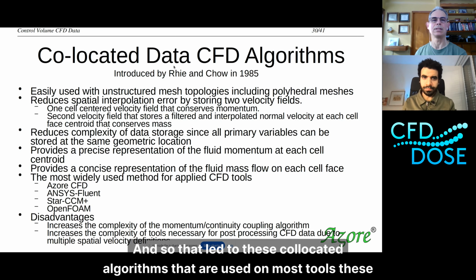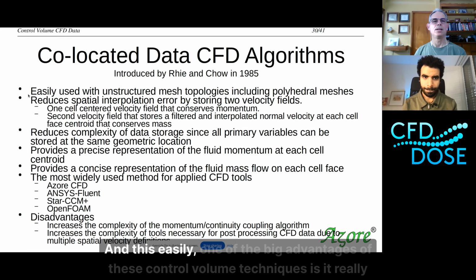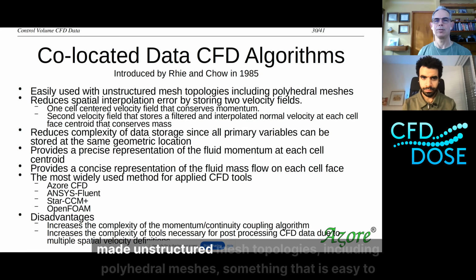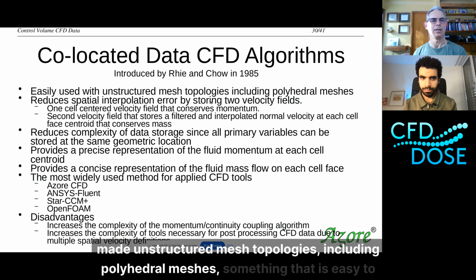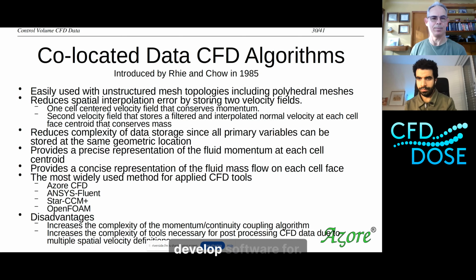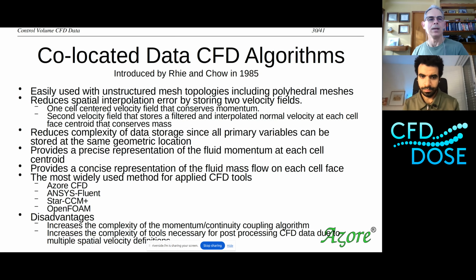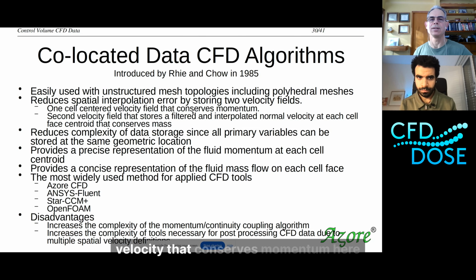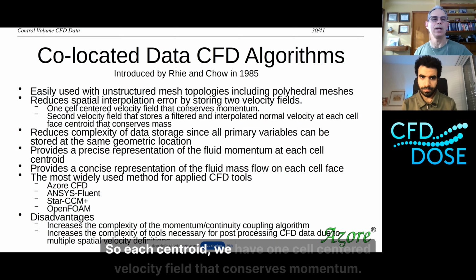And so that led to these collocated algorithms that are used in most tools these days. This was really introduced by the work of Rhie and Chow in 1985. One of the big advantages of these control volume techniques is that it really made unstructured mesh topologies, including polyhedral meshes, something that is easy to develop software for. It reduces spatial interpolation error. Here we're using a one-sided velocity that conserves momentum at the center of each one of the cells. So at each centroid we have one cell-centered velocity field that conserves momentum.